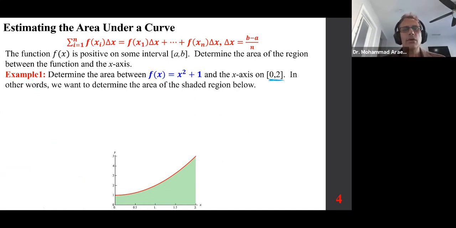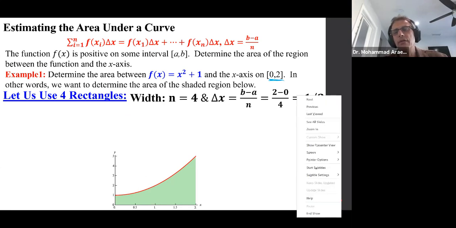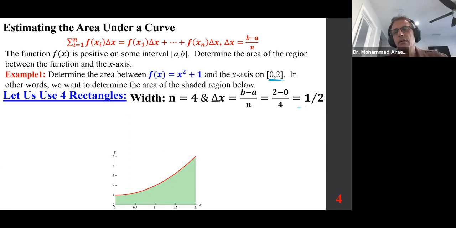Now, how many subintervals are we going to go with? Normally they tell us, but let's start with 4 just for the sake of argument. When n is 4, delta x is b minus a over n, which is 2 minus 0 over 4, and it makes it 1/2 or 0.5. So we're going to cut this into 4 pieces.